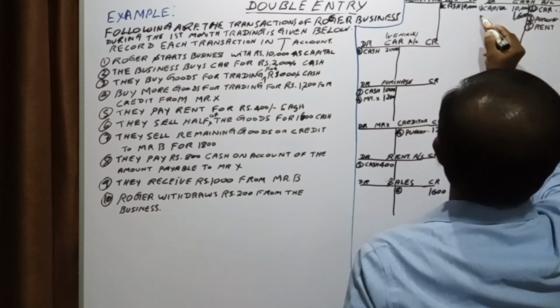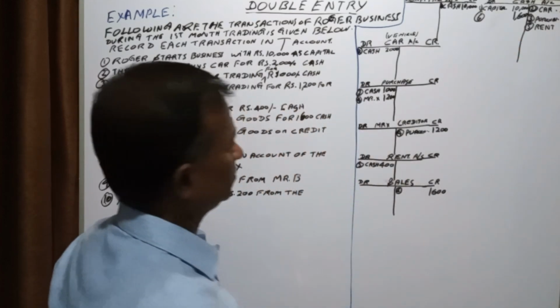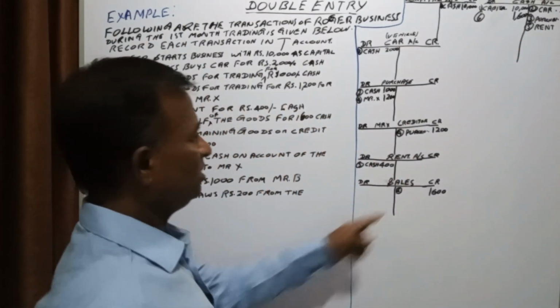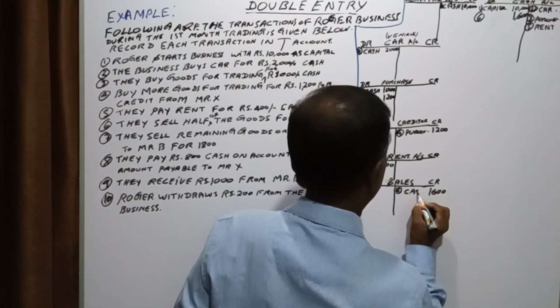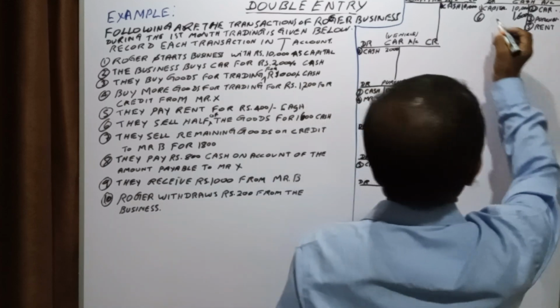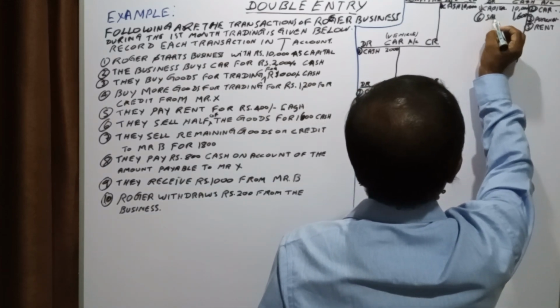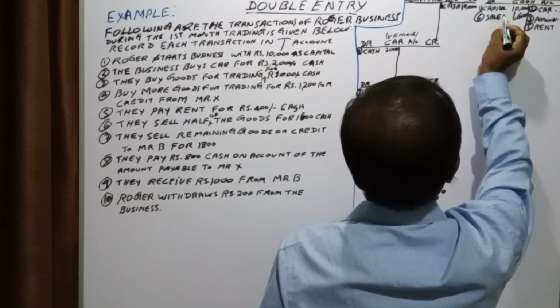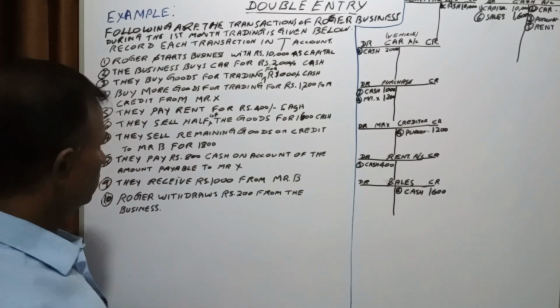1,600. Here you will say cash. Here you will say sales. Sales. Okay, that's all.